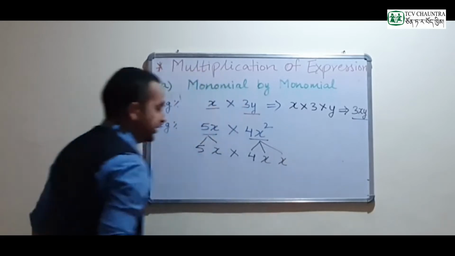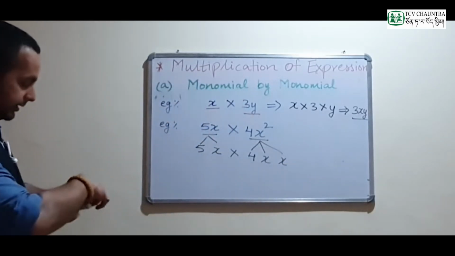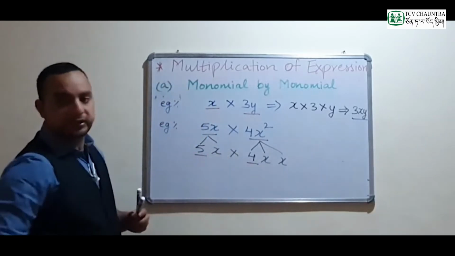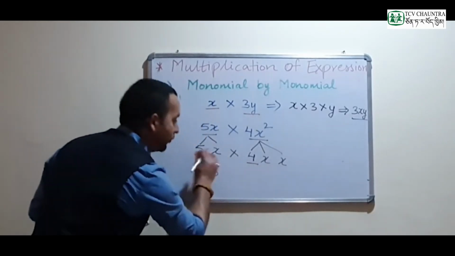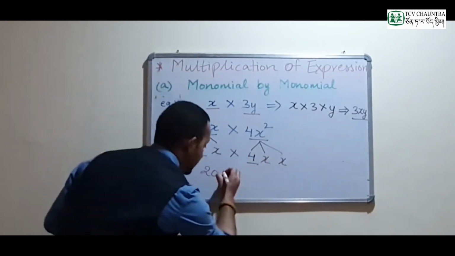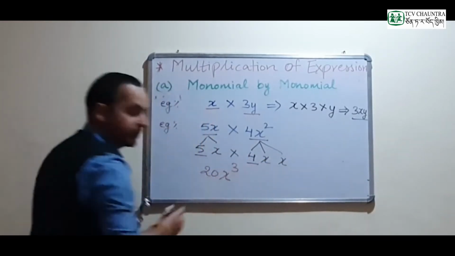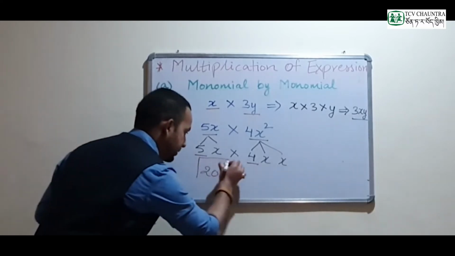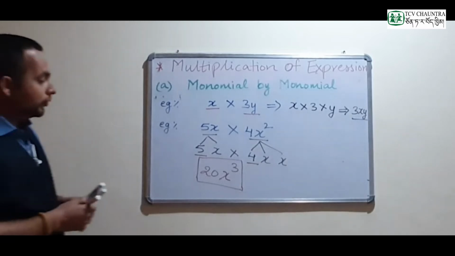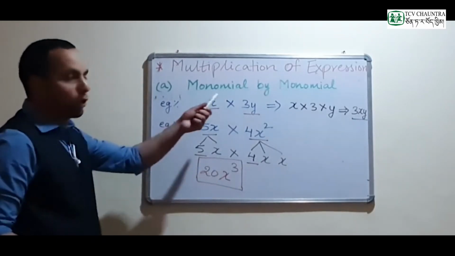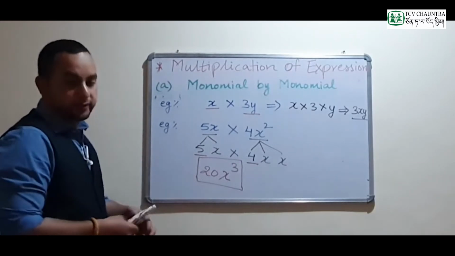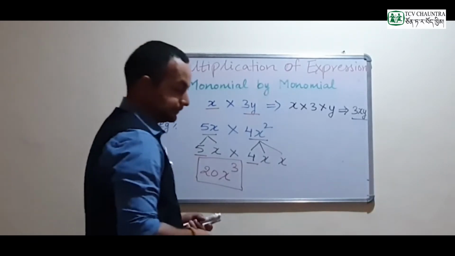4x. Now we are going to multiply the numbers first. So we are going to multiply 5 and 4. When we multiply 5 and 4, our product is 20. Now here 1x, 2x, 3x, so x raised to the power 3, so your product is 20x cube. So 20x cube is again a monomial. When we multiply monomial by monomial, our answer is always a monomial.